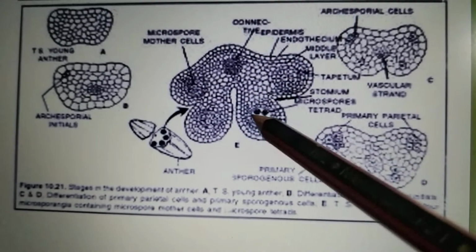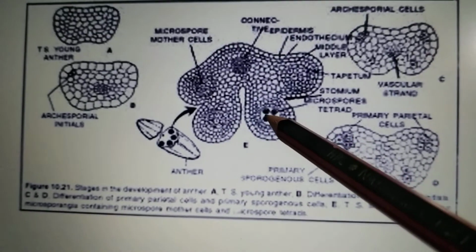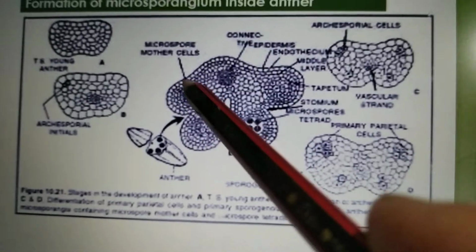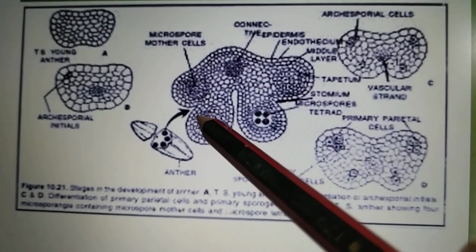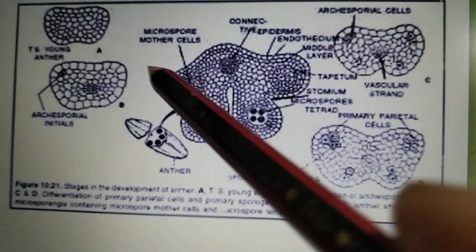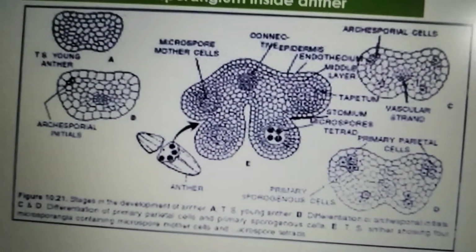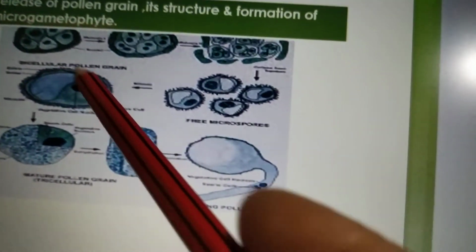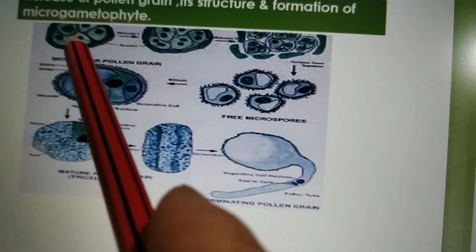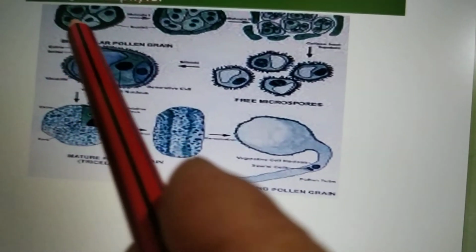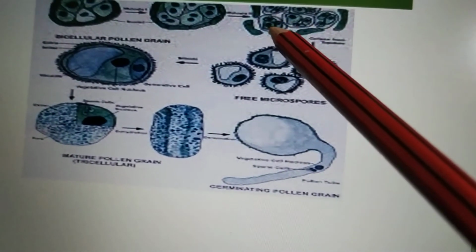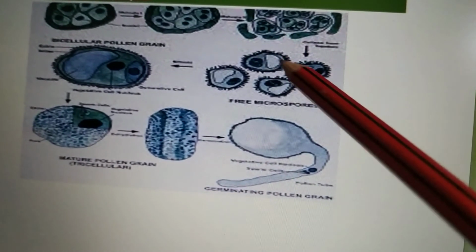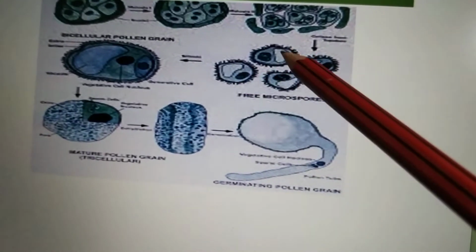Here 2 lobes or sporangia are found. Here is 1 microsporangium, here another microsporangium, here also another, and here also another. So 4 pollen sacs or microsporangia are found where microspore formation occurs. So this is the structure. In our next slide, this is the last slide. Here, after the formation of microspores, this is the microspore tetrad. At first the microspores are attached together, but later they differentiate into single pollen grains or microspores.